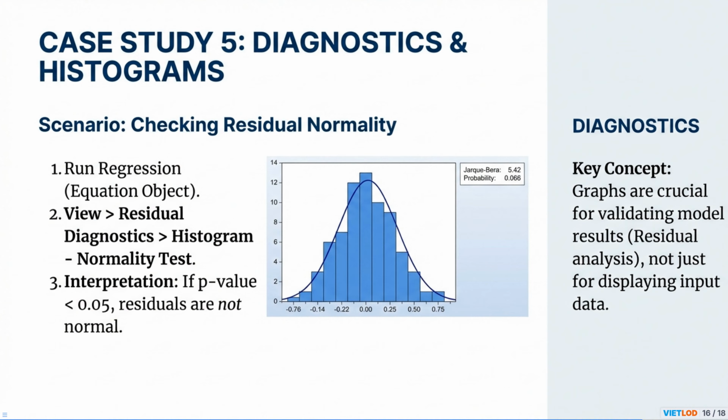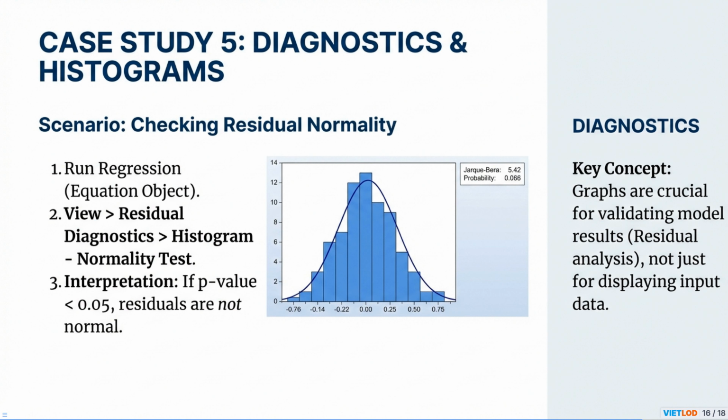This slide, Case Study 5, focuses on diagnostics and histograms, specifically addressing the scenario of checking residual normality after running a regression. To perform this diagnostic, you first run your regression to create an equation object. Next, you navigate to View, Residual Diagnostics, Histogram, Normality Test.